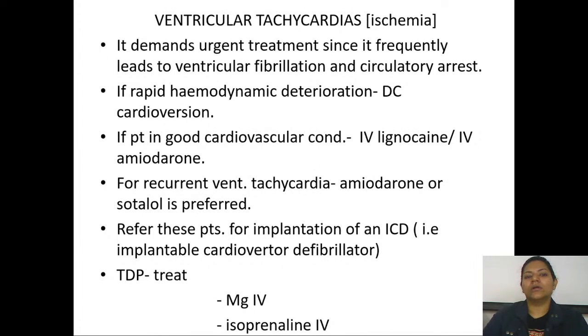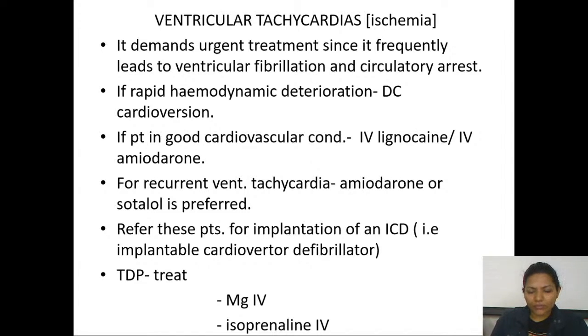Now, ventricular tachycardias. Ventricular tachycardias basically require urgent treatment because they frequently lead to ventricular fibrillation and ultimately cardiac arrest or circulatory arrest. If rapid hemodynamic deterioration occurs, we go for cardioversion. If the patient is hemodynamically stable, we can give IV lignocaine or IV amiodarone. For recurrent ventricular tachycardias, amiodarone or sotalol is preferred.